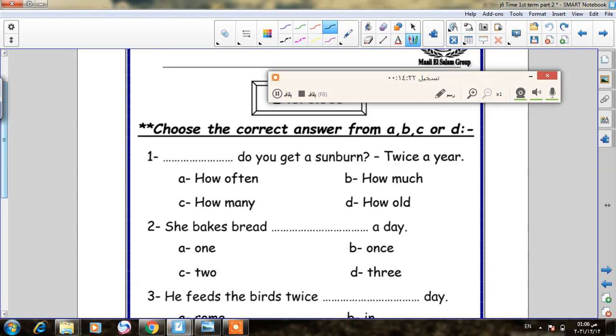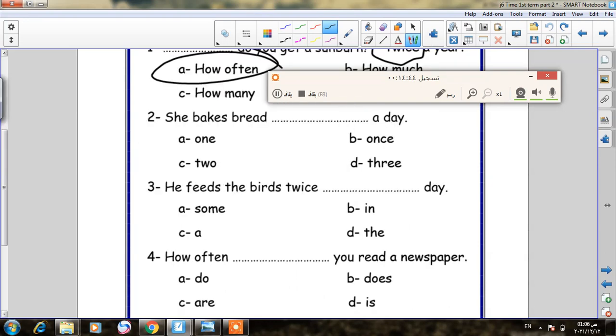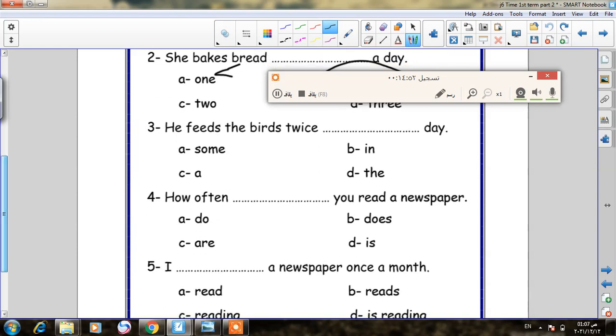Dots, do you get a sunburn? Twice a year. We said twice, it means two times. So it means that I'm asking about how many times do you get a sunburn. So I'm going to say how often. And then after this, she bakes bread dots a day. Once. We said once, it means one time. And he feeds the birds twice dots a day, twice a day.